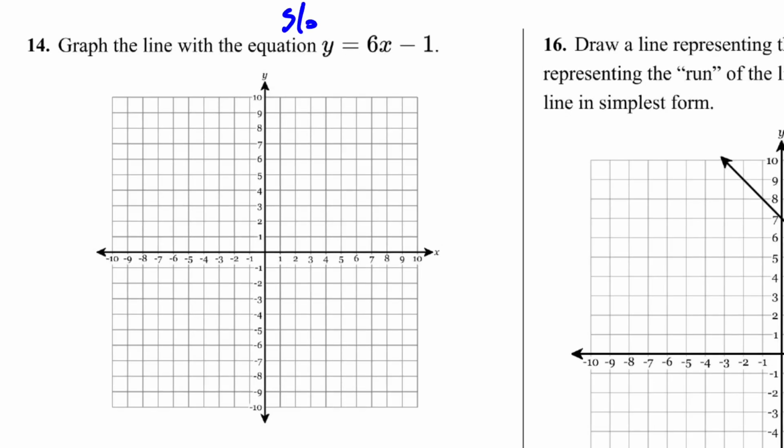This one, my slope is 6, and my y-intercept is -1. I start there at -1, I go up 6, right 1, draw a line. There we go.